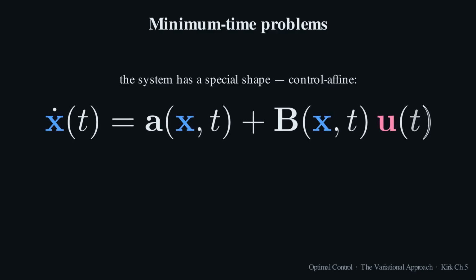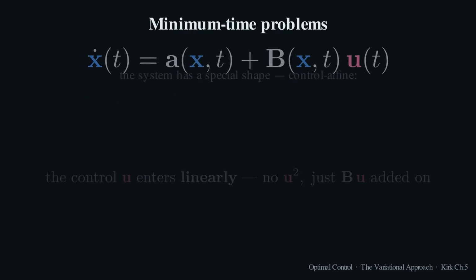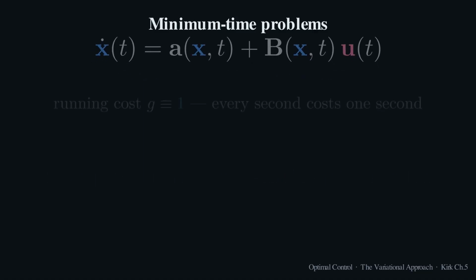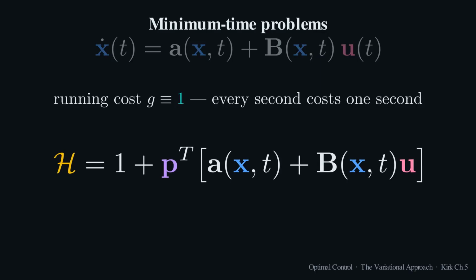For this class of problem, the system has a special shape. It's control affine. That means x dot equals a of x and t plus a matrix B of x and t times the control u. The control enters linearly. No u squared, no funny business. Just b times u added on.